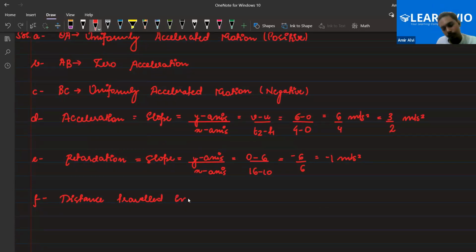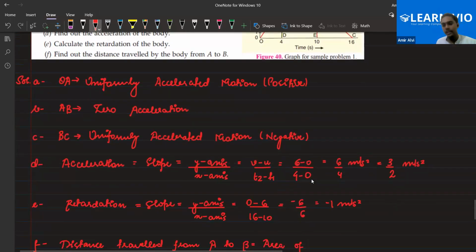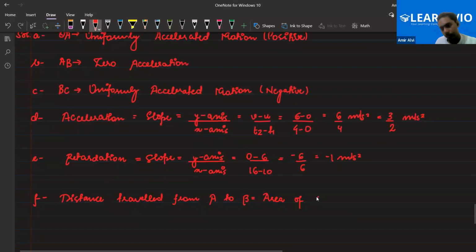Distance traveled from A to B is the area of square ABCD. ABCD and ABDE. ABED.